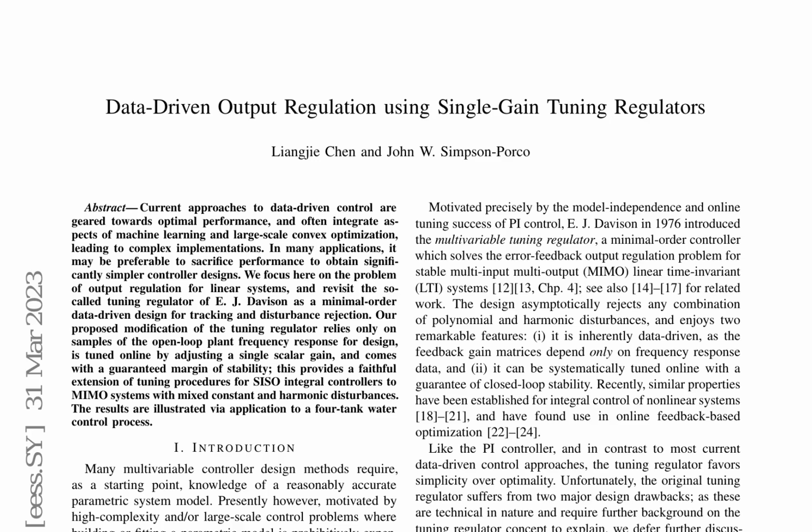Davison's tuning regulator is introduced as a special case of the design approach, inspired by classical online tuning approaches for integral controllers. The characteristics of this approach include requiring only the DC gain of the open-loop plant, systematically achieving a stable closed-loop system through the tuning of a single scalar parameter, and the simplicity and practicality of the control implementation.